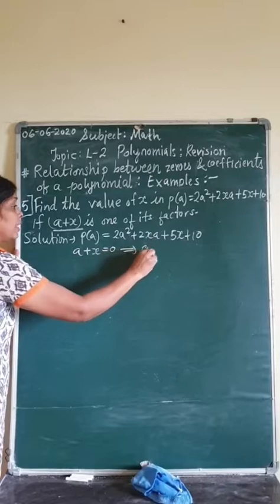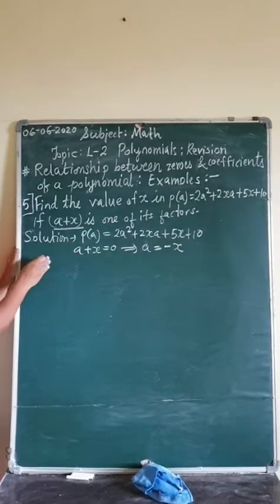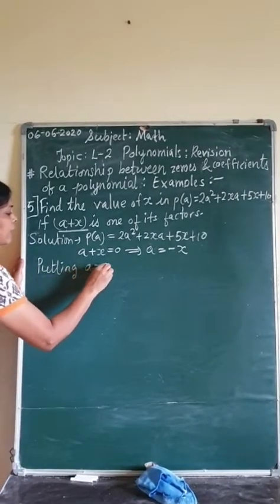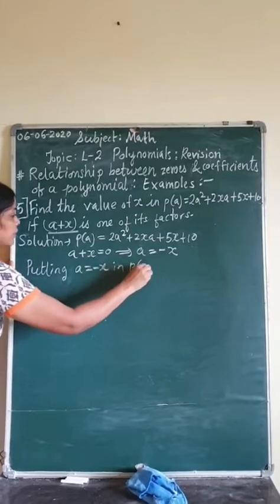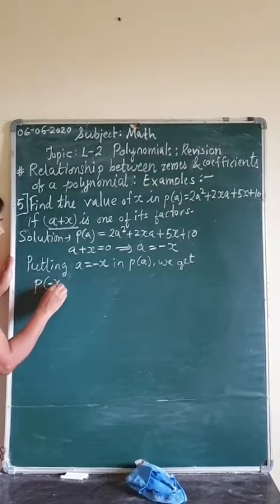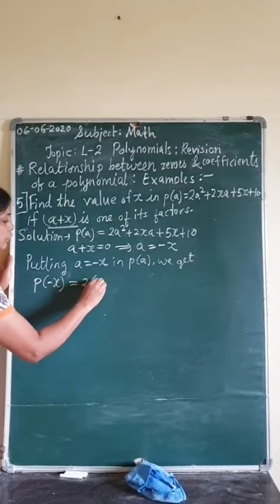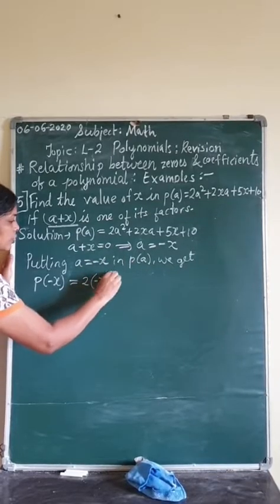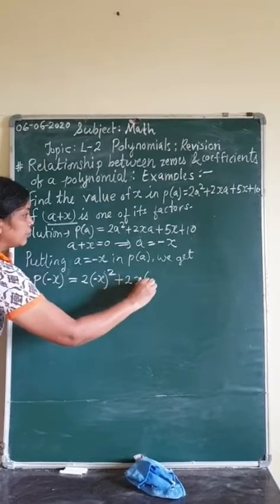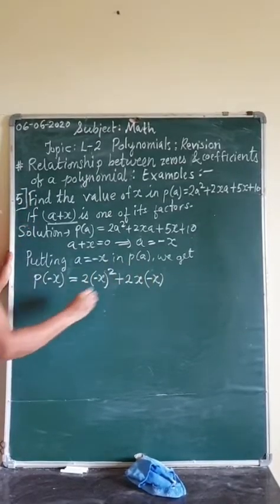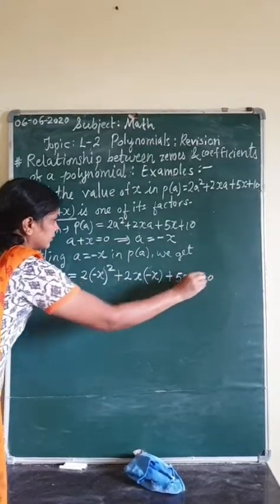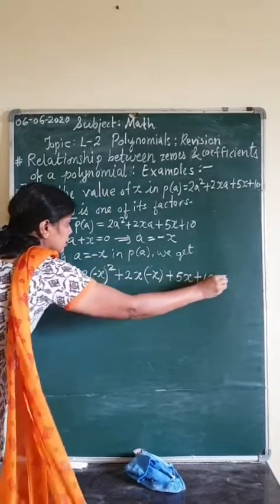It gives us a's value as minus x. So similar to the previous example, what we have to write? Putting a is equal to minus x in p of a, we get p of minus x is equal to 2 into minus x square plus 2 into x into minus x plus 5x plus 10, which is equal to 0.